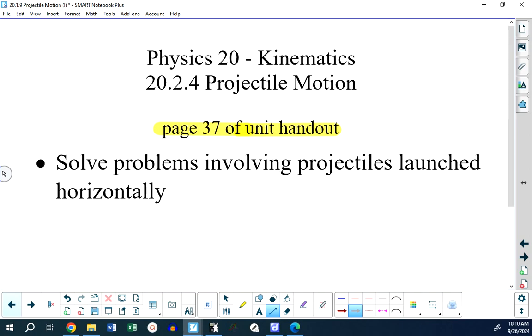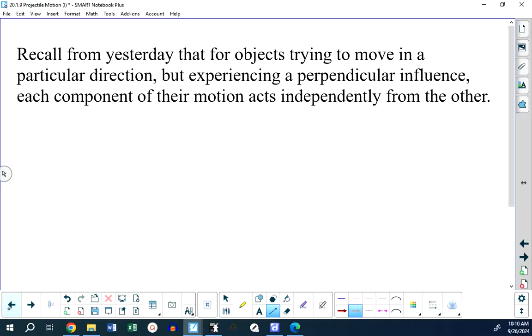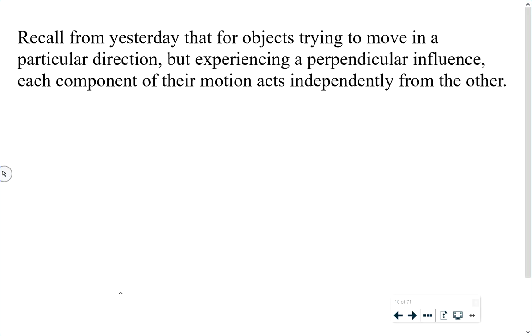So this is on page 37 of your unit handout. As I've already explained, we're looking at launching objects horizontally. Remember from yesterday that when you have an object that is moving, or in this case, trying to move in a particular direction, but it's experiencing some other influence. So a boat is trying to head north, but the water is pushing it west. Or a plane is trying to fly east, but the wind is pushing it north. Remember that in those situations, each component of the motion acts independent of the other.